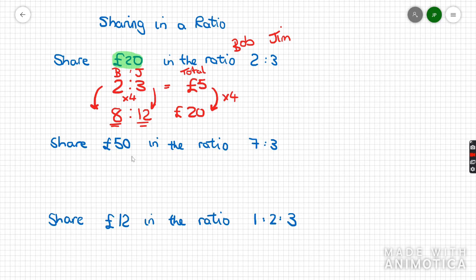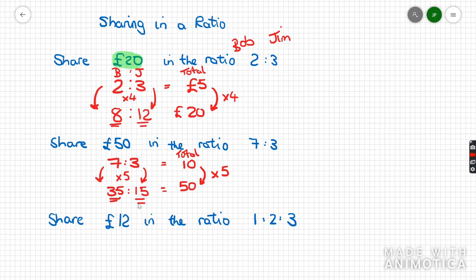So if we look at the second one, I've got to share £50 in the ratio of 7 to 3. So my ratio is 7 to 3. If I share out £7 and then £3 to 2 people, I've shared out £10 in total. Okay, I want to share out £50. So I need to do this 5 times. Because I've times my total by 5, I have to times both my shared parts by 5 as well. So I'll get 35 to 15.